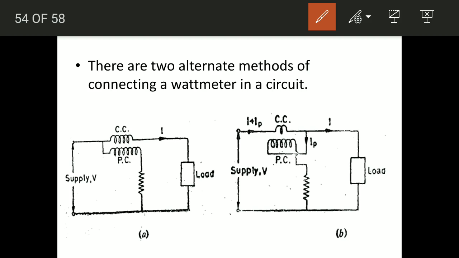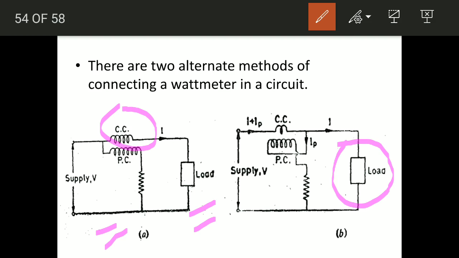Now if you see figure A, it is very clear that in this case the reading of wattmeter is going to be equal to the power consumed by load plus the power loss across the current coil. Whereas if you see figure number 2, or you can say figure B, in this case the reading of wattmeter is going to be equal to the power consumed by load plus the power loss across the pressure coil. These two things you have to remember.